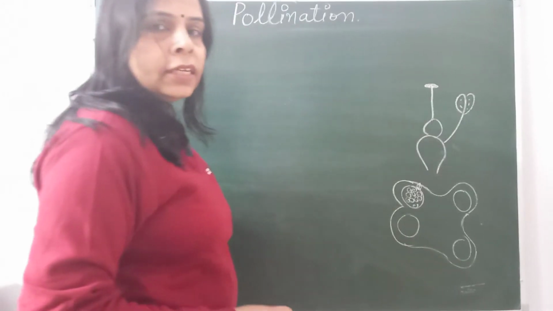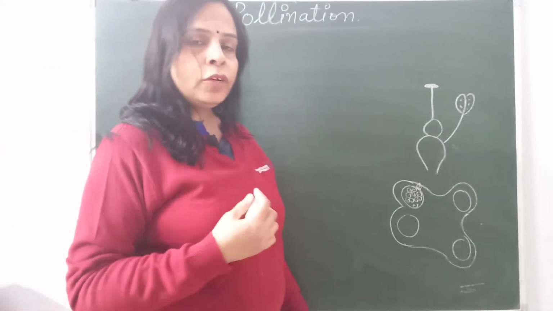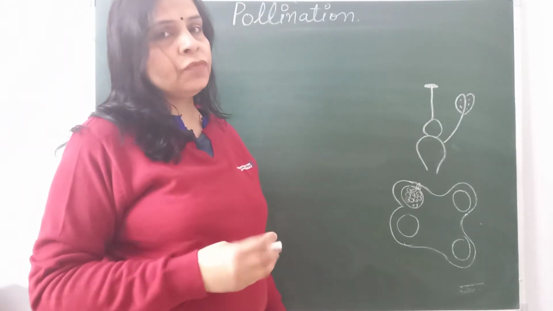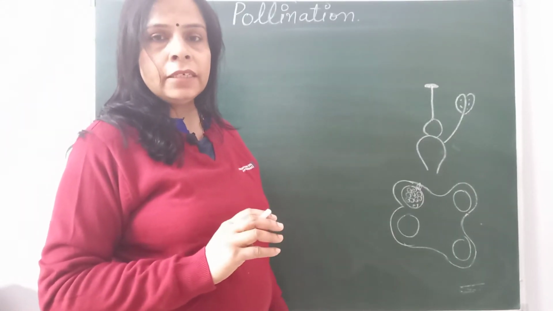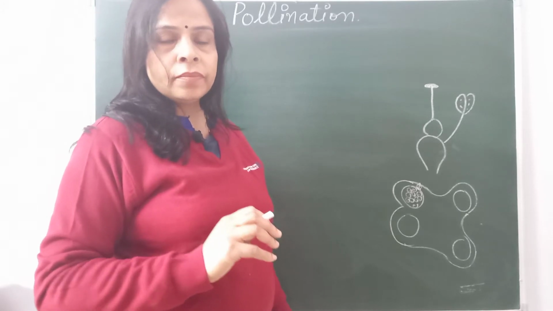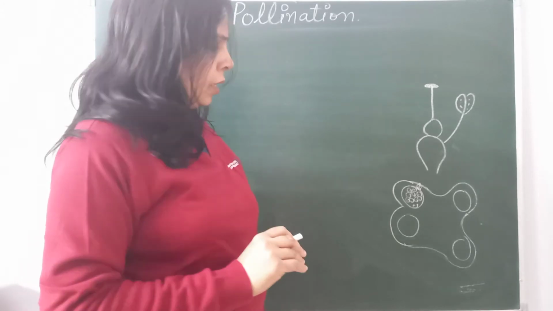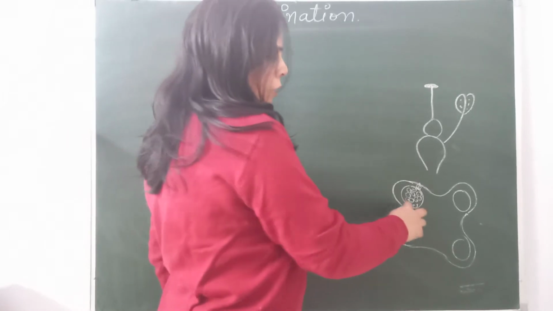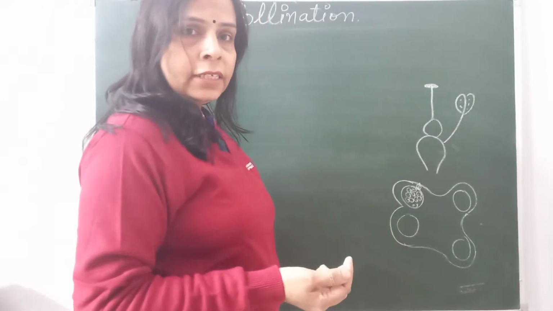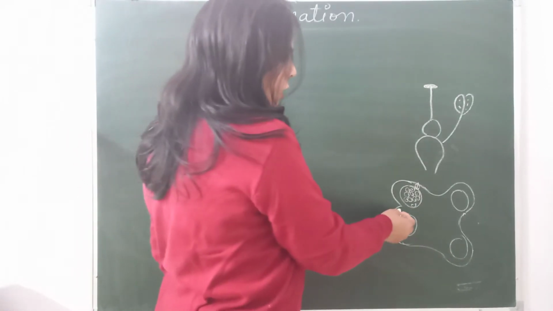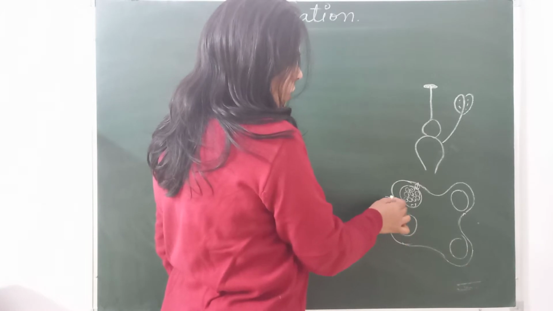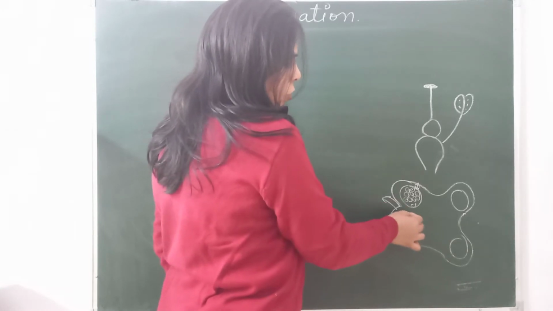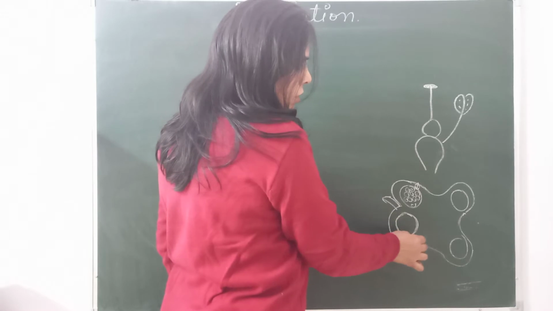That anther wall consists of 4 layers. What were those 4 layers? First was epidermis, then endothecium, middle layer, and then tapetum. And we have seen that microspores changed into pollen grains, and pollen grains were released from this point of dehiscence. These microsporangia are also called pollen sacs.